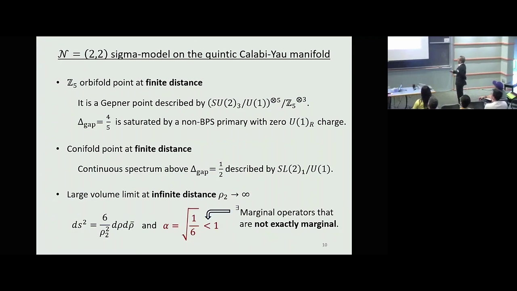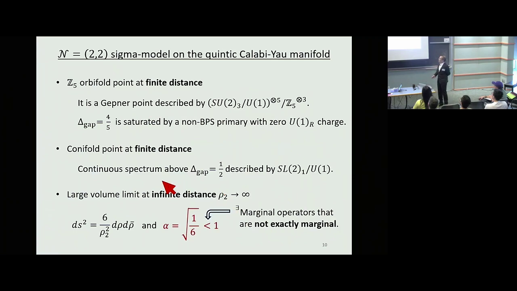So this model has a variety of singularities. There is a Z5 orbifold fixed point, which is actually the Gepner point. So you have the superconformal minimal model tensored 5 times and orbifolded. And this has a gap, and this is actually at a finite distance. And we know what kind of field saturates this bound. This is a non-BPS primary operator with 0 R charge. So this is the orbifold theory.